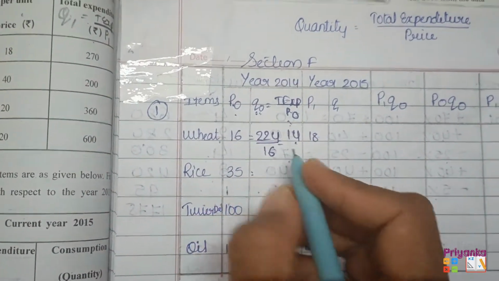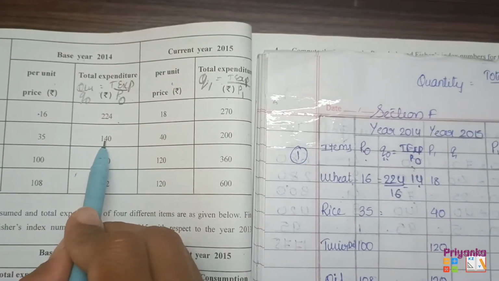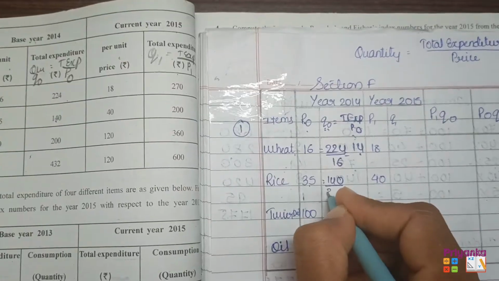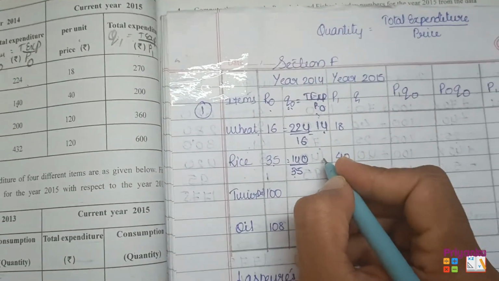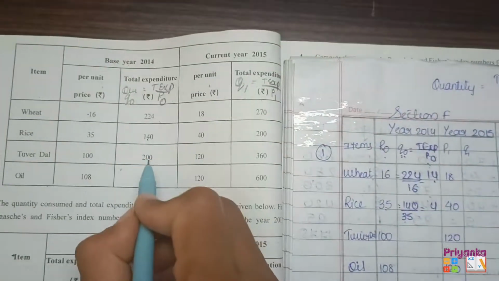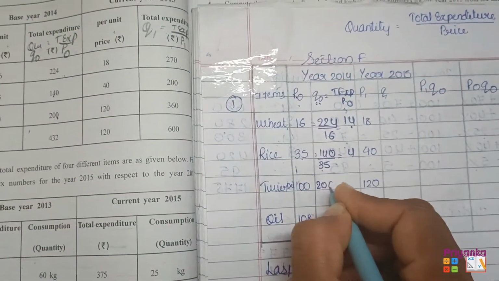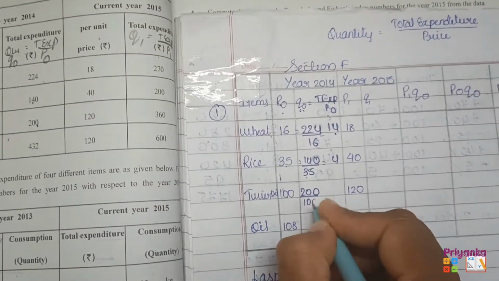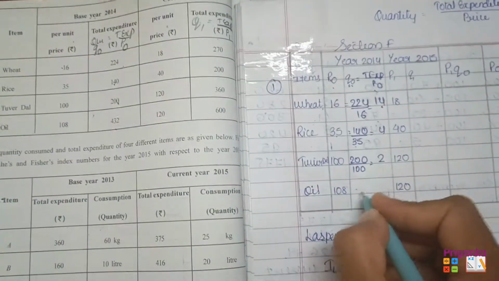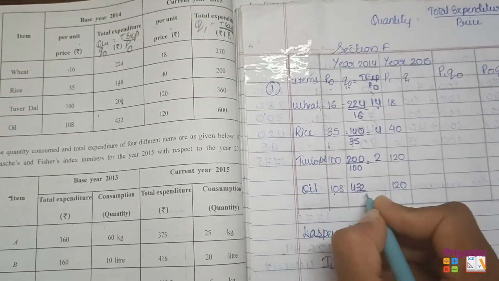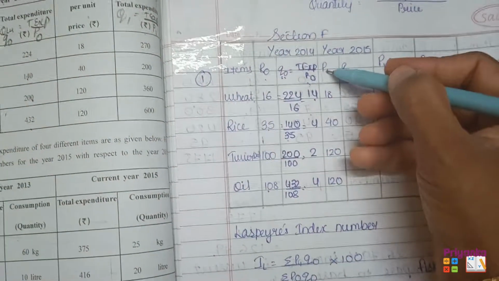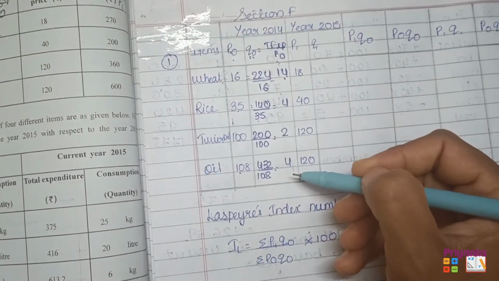Next, for the rice, take the total expenditure 140, divide with P0, that is 35. Here you get 4. Next, take the total expenditure 200, divide with P0 100. Here we get 2. Next, total expenditure 432, divide with the price of base year. Here we get quantity of the base year. That is our total quantity of the base year.